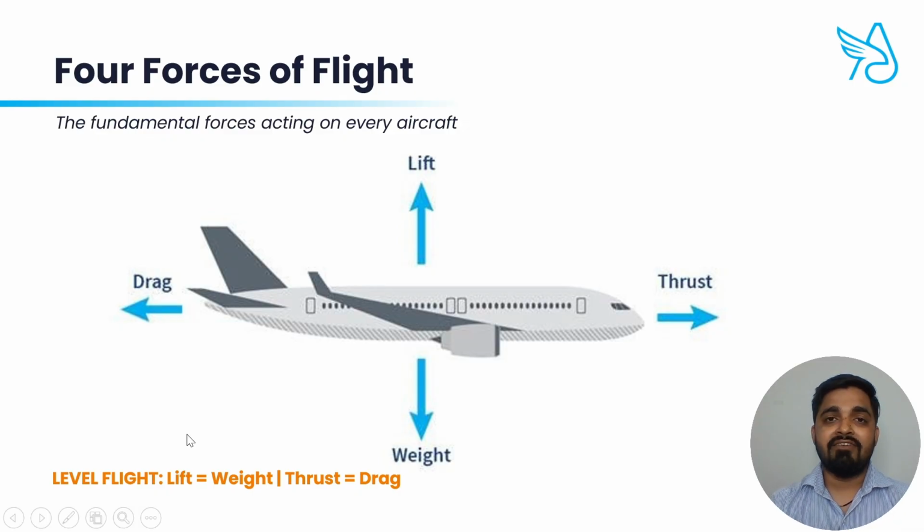For level and straight flight, these four forces must be balanced. Lift and weight must be equal to maintain the same altitude, and thrust and drag should be the same to maintain the same speed. If the thrust is more than drag, the aircraft accelerates, and if the lift is greater than the weight, the aircraft climbs. Simple as that, everything in flight is managing these forces.